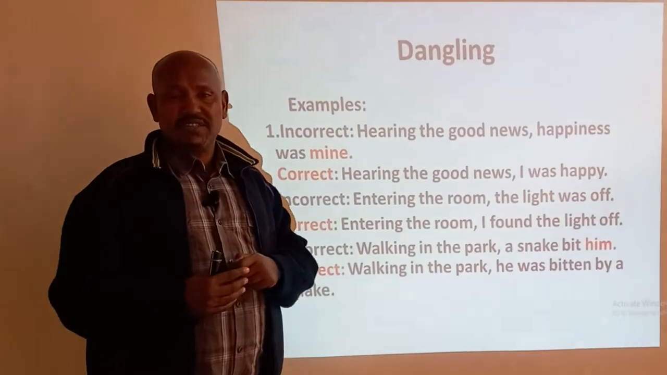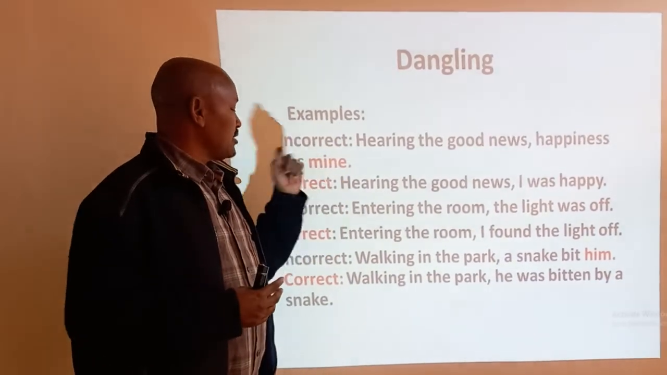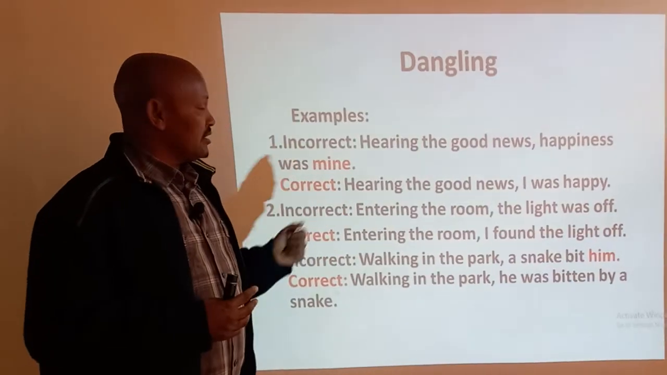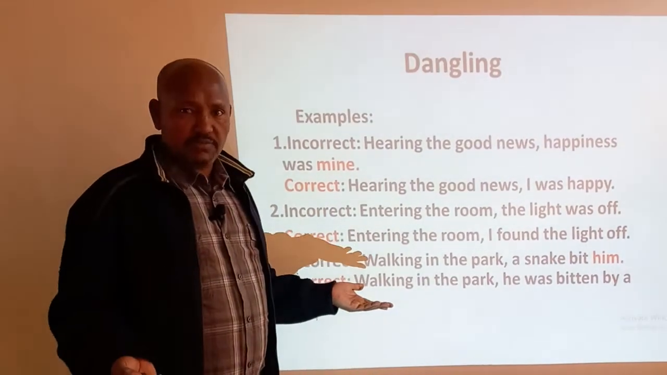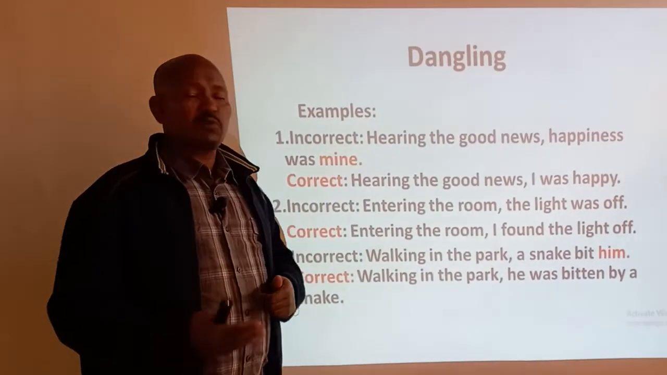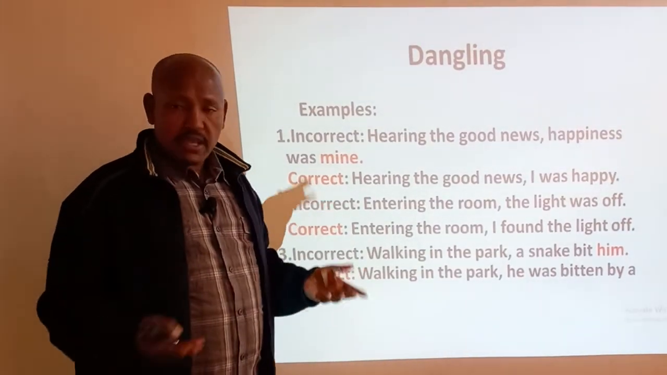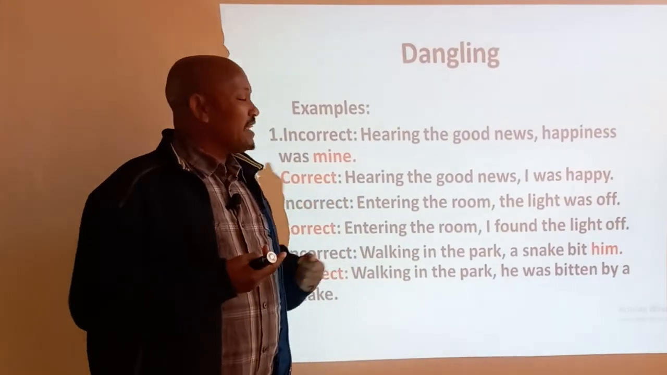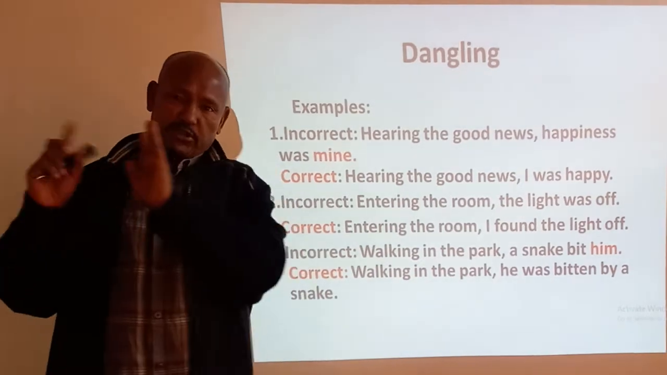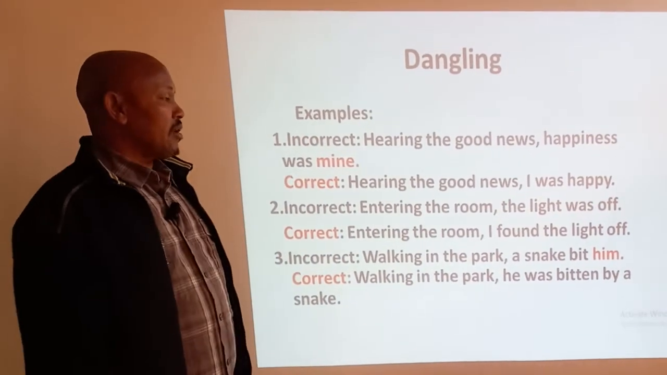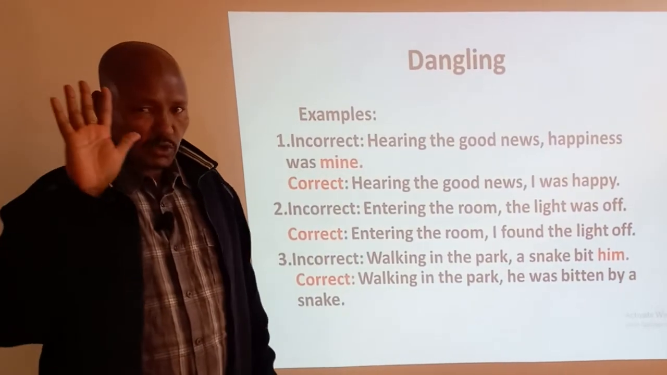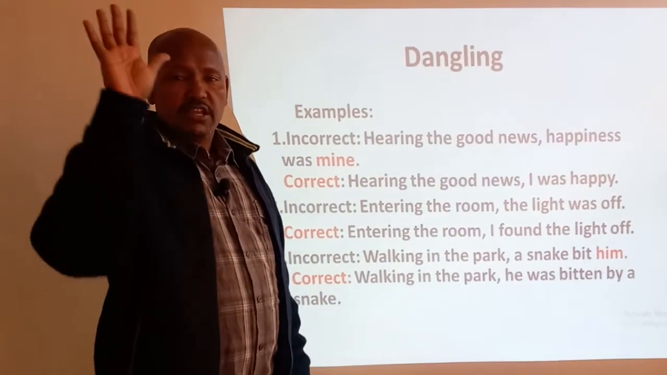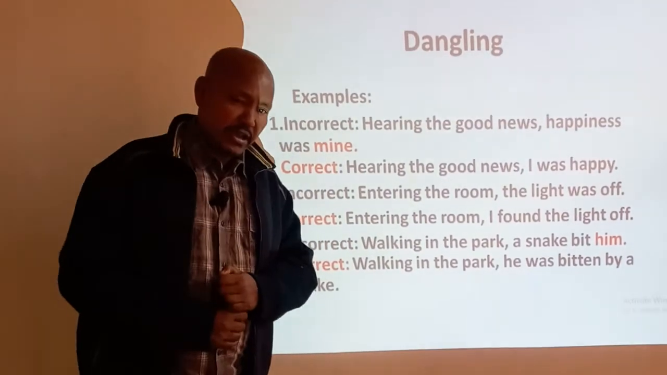So this is absolutely correct. So I can correct this dangling modifier in this way. So entering the room, the light was off, one possibility. While entering the room, the light was off, another way. And the third one, while I was entering the room, the light went off, or the light was off, is also another way or possibility to correct this dangling modifier.